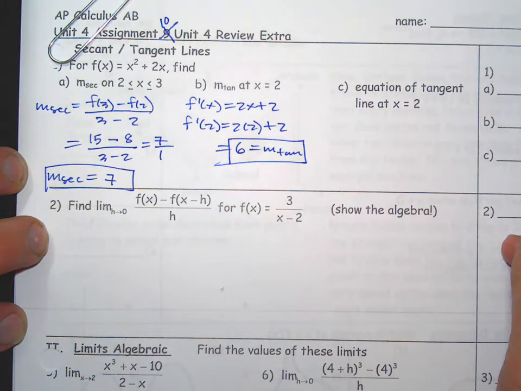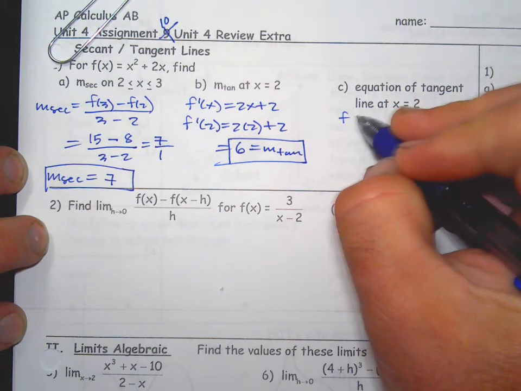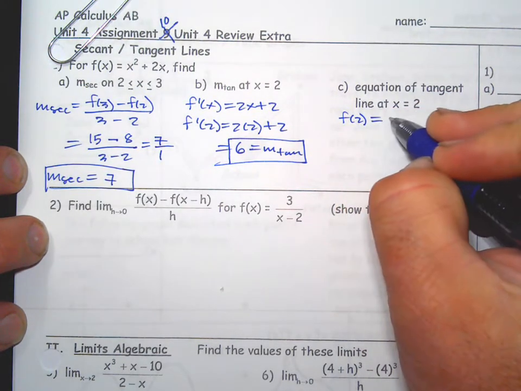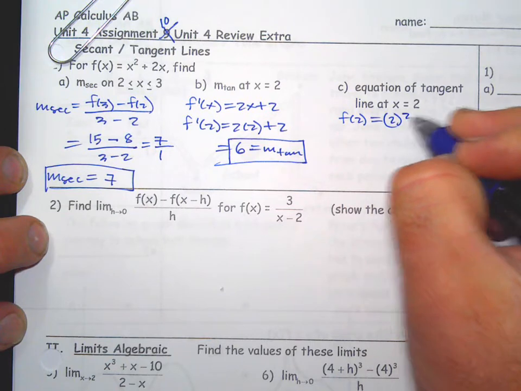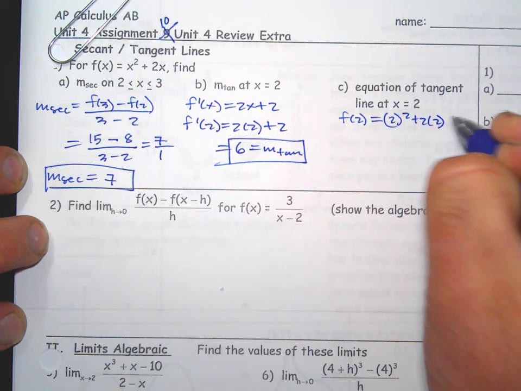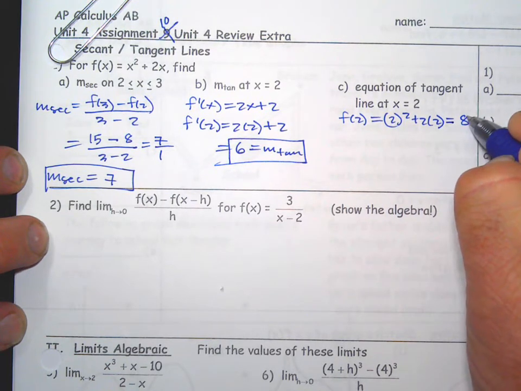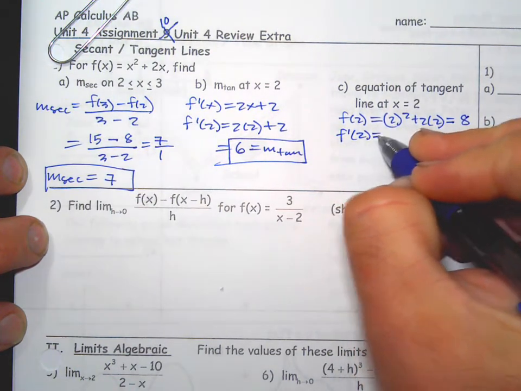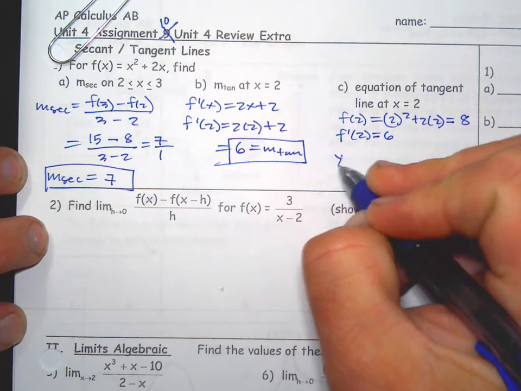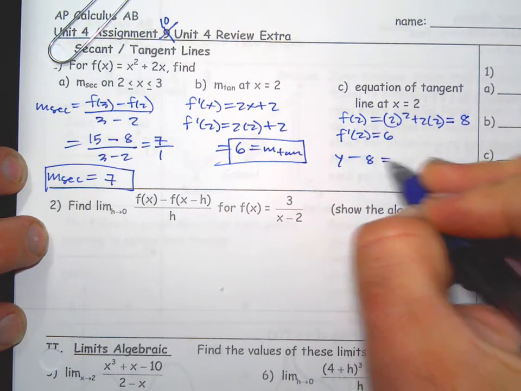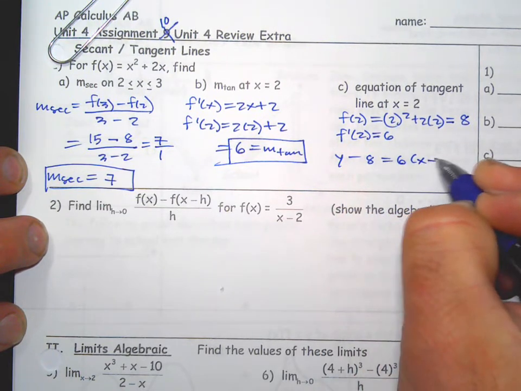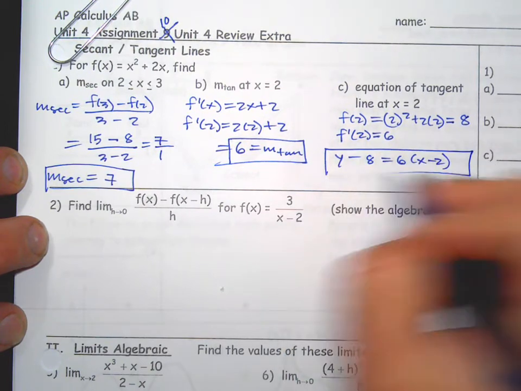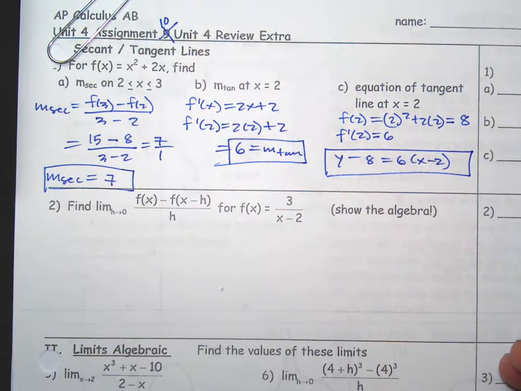Equation of the tangent line. Well, you need a point, which we don't have yet. Plug 2 into the original equation. Get 8. You already have the slope. We figured that out. So it's going to be y minus 8 equals 6 times x minus 2. Just leave it in point-slope form, unless there's a really good reason.